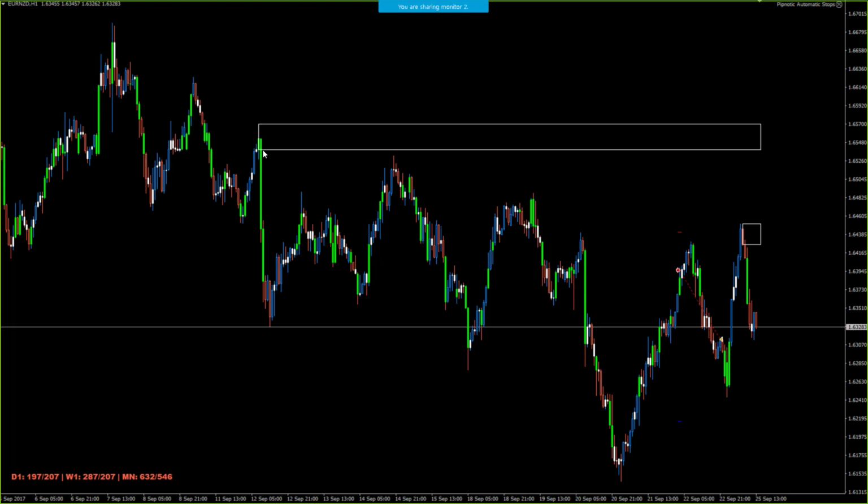So extended range, as in the size of the body in relation to the size of the candle. This would be a good one, because maybe the body of this candle is 70, 80, 90% of the size of the candle. I think this would be classified as an extended range candle, definitely.